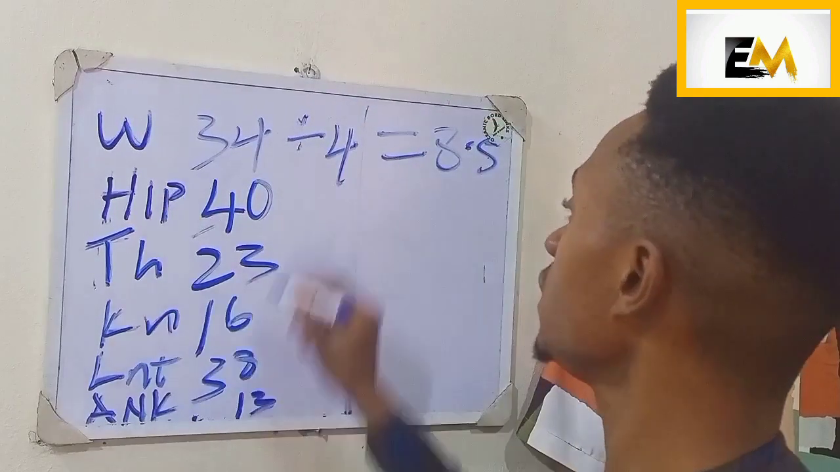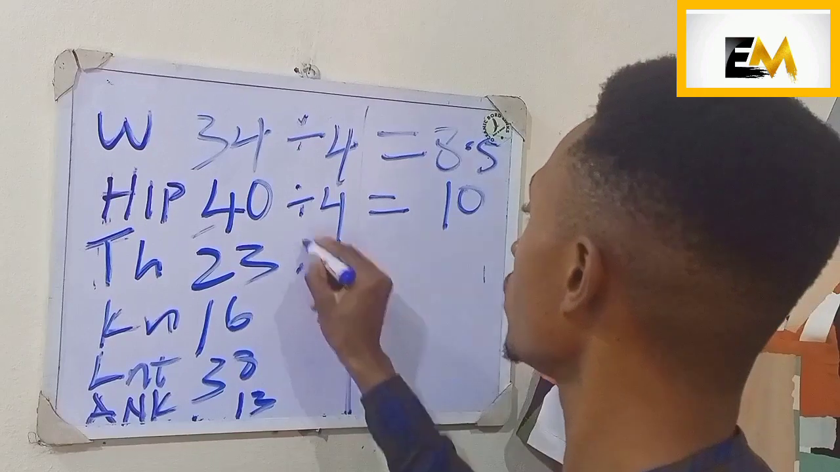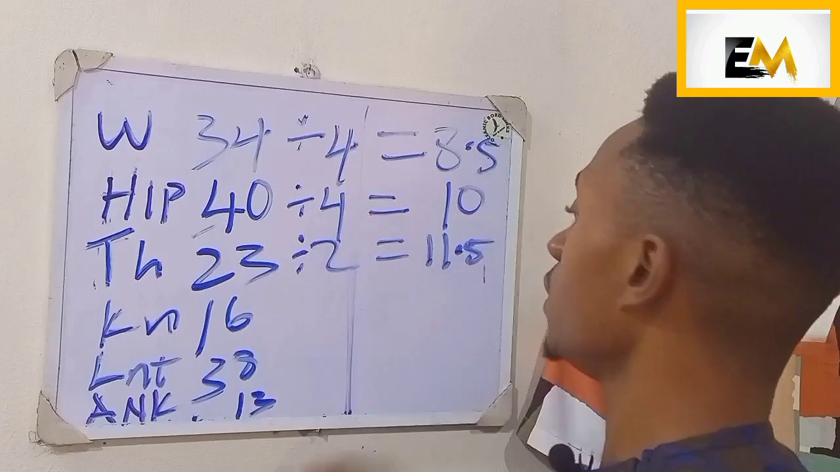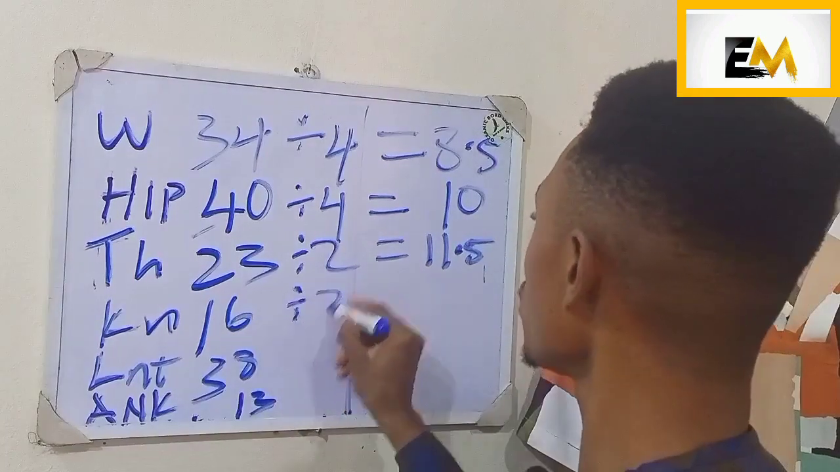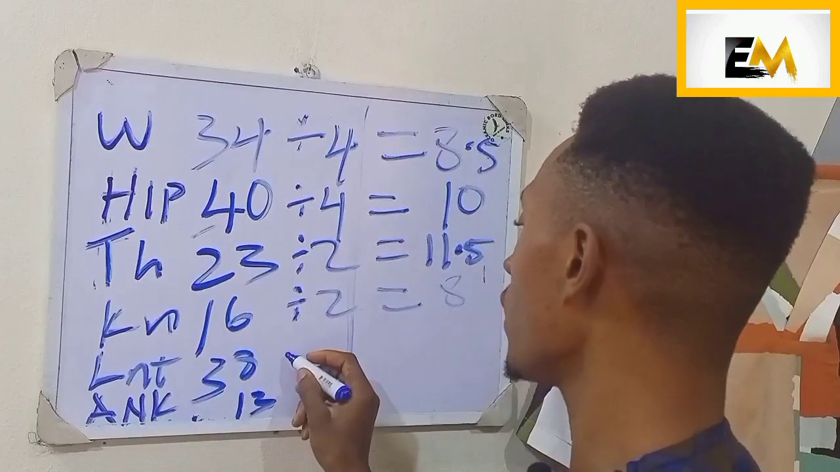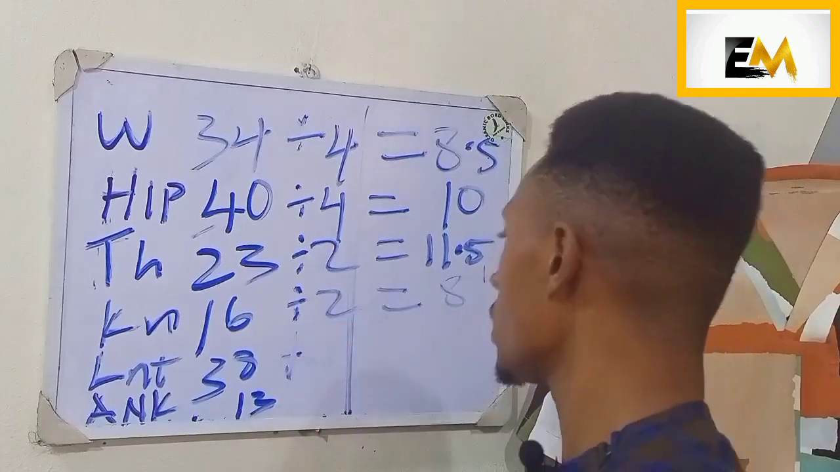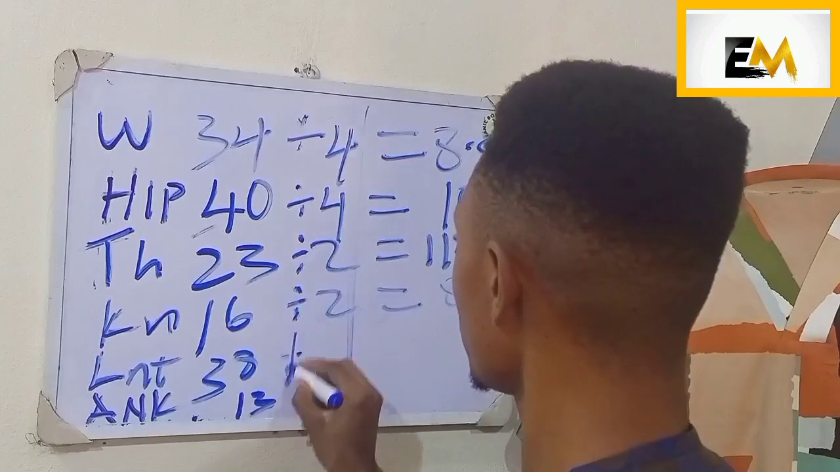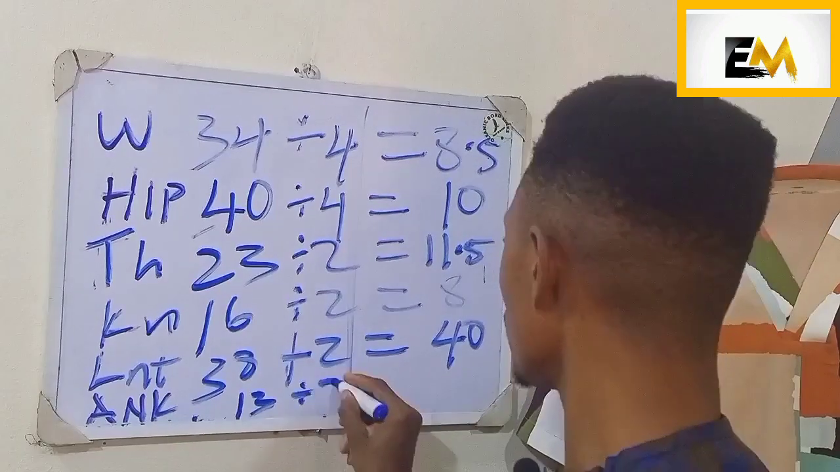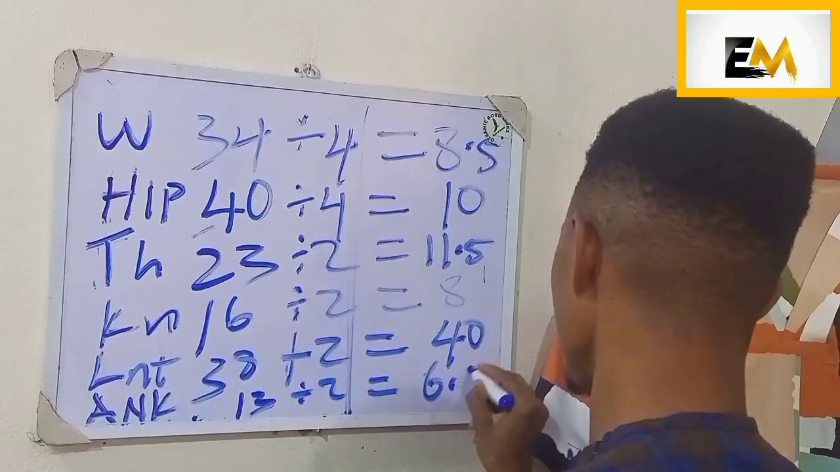Hip 40 divided by 4 is going to give us 10. Thigh divided by 2 is going to give us 11.5. Knee, 16 divided by 2, is going to give us 8. Overall trouser length plus 2 is going to give you 40. Ankle, 13 divided by 2, is going to give you 6.5.